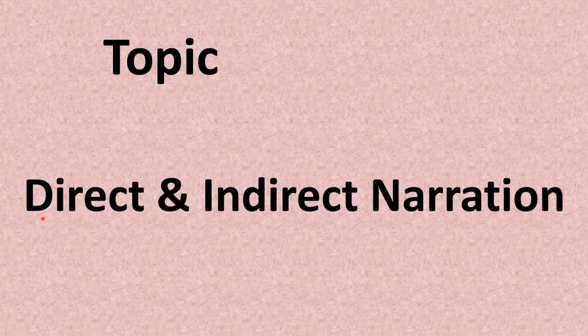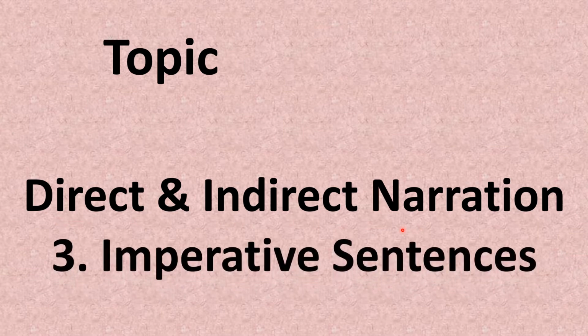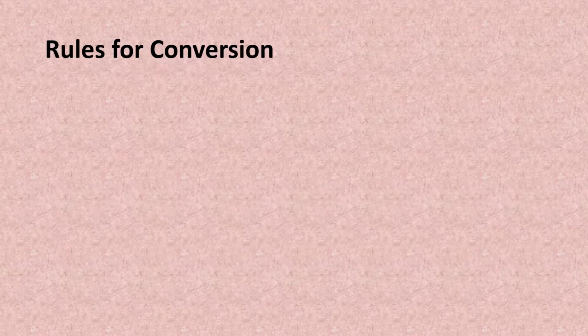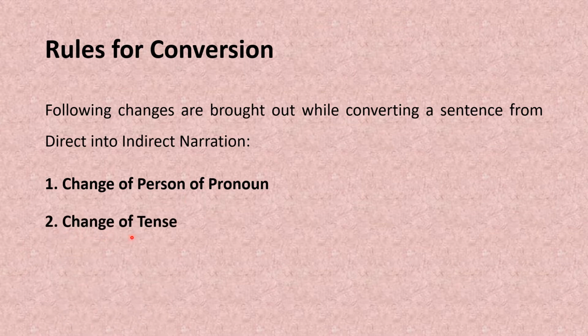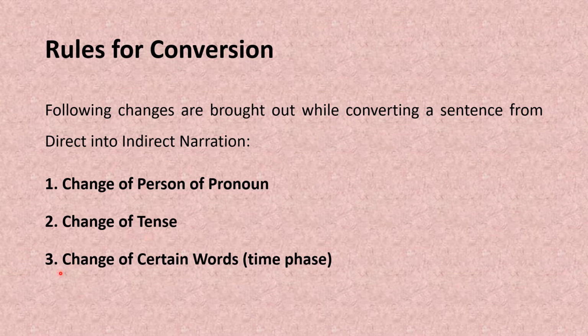In today's video lecture, we shall talk about direct and indirect narration. And I'll tell you how you can convert imperative sentences from direct speech into indirect speech. As you know, the following changes are brought about while converting a sentence from direct into indirect narration. We change the person of pronoun. Secondly, we change the tense. And thirdly, certain words are also changed.